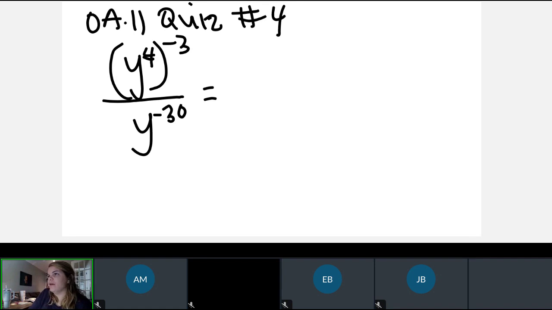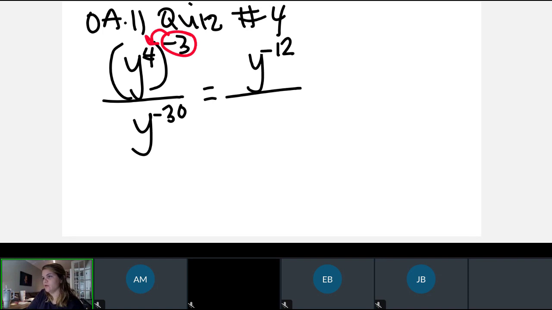Okay, let's go ahead and evaluate this negative 3 times 4. So this is an exponent, the y to the 4th is being raised to the negative 3rd. So we multiply the variables. So this would be y to the negative 12th divided by y to the negative 30th.